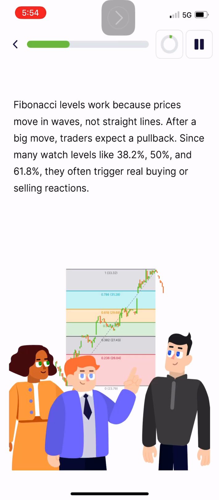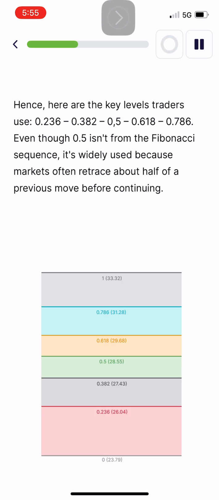Fibonacci levels work because prices move in waves, not straight lines. After a big move, traders expect a pullback. Since many watch levels like 38.2%, 50%, and 61.8%, they often trigger real buying or selling reactions. Hence, here are the key levels traders use: 0.236, 0.382, 0.5, 0.618, 0.786.